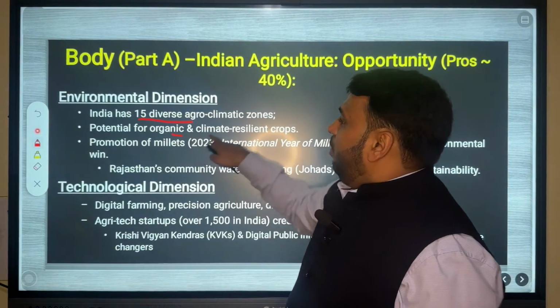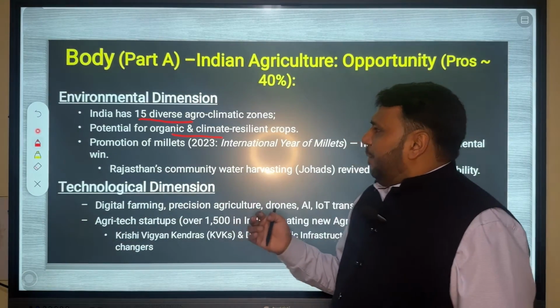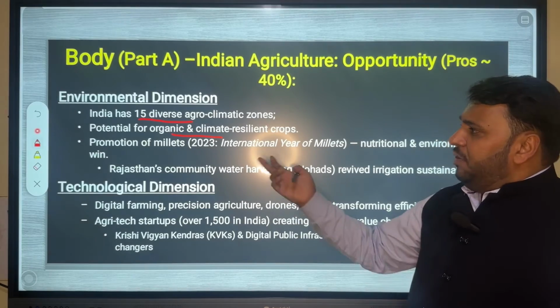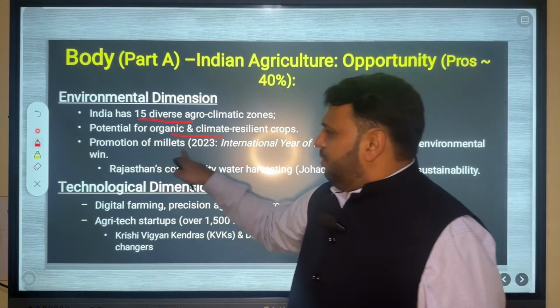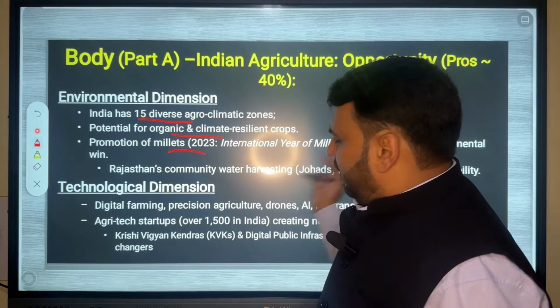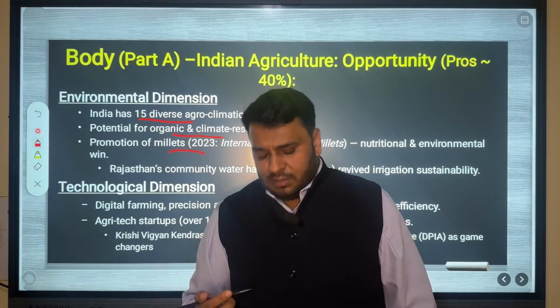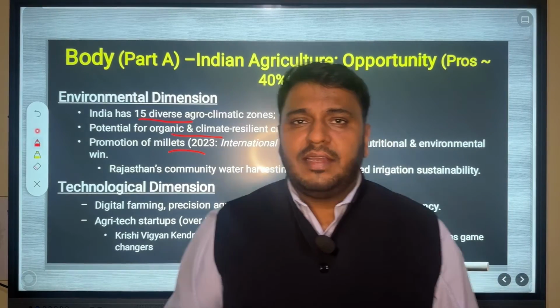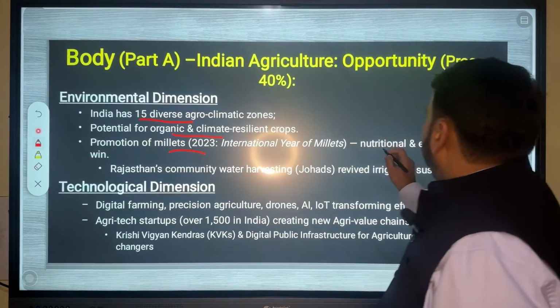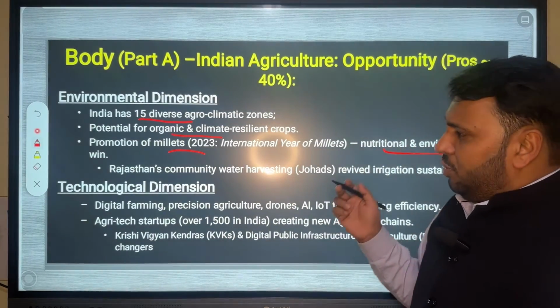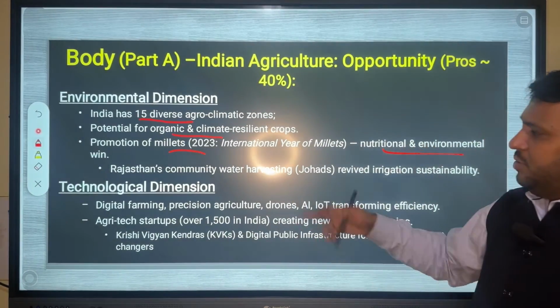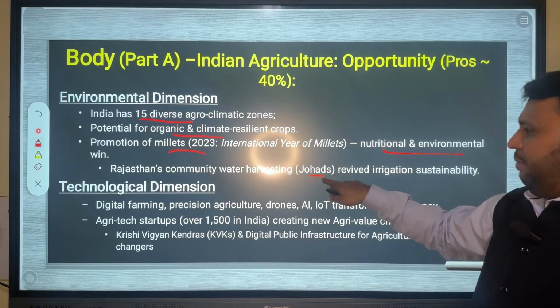We have a lot of prospects for organic and climate resilient crops. There is one thing, millets were promoted in the year 2023, which was declared the International Year of Millets. In that, a nutritional and environmental win both can be observed. Rajasthan communities' water harvesting systems like Johads can be mentioned.